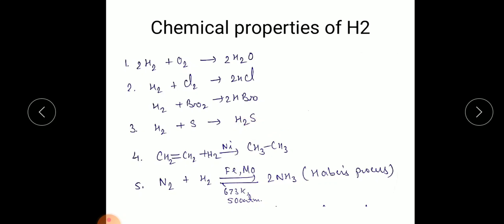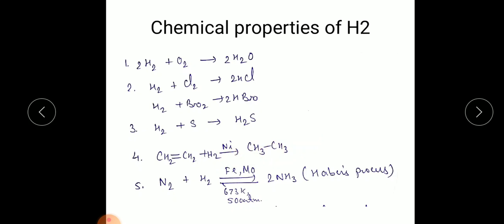And when hydrogen reacts with an ethene molecule, carbon-carbon having a double bond, in the presence of nickel as a catalyst, what will happen? It undergoes an addition reaction. These two hydrogens get added to each carbon atom and it forms CH3CH3, which is ethane. This reaction is also known as hydrogenation, since there is an addition of hydrogen.